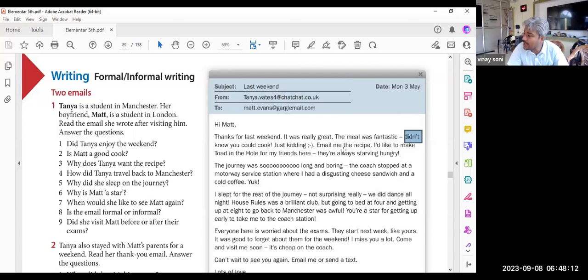I will starve myself, but I will not come to you for help. So starve is to keep somebody hungry. Starve somebody to death. It means to keep somebody hungry until they die.